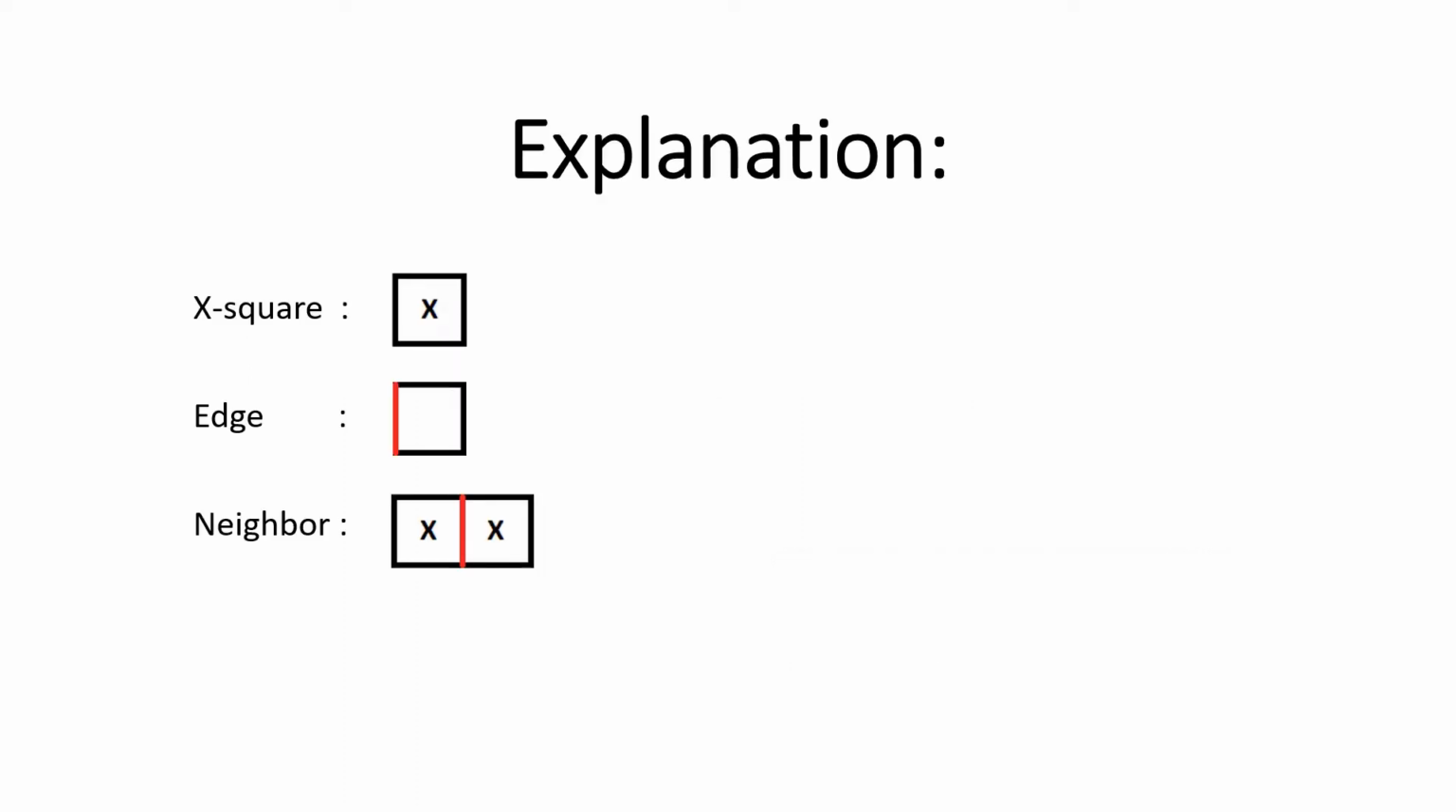First of all, we will look at some terms which are going to be used widely in this video. X square: a square containing an X. Edge: any unit length line present in the grid. Neighbor: any two unit squares are called neighbors if they are sharing an edge.